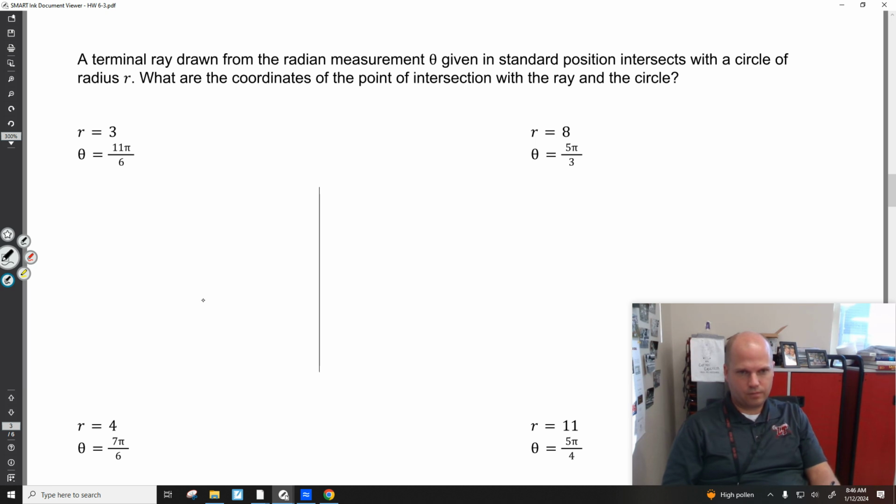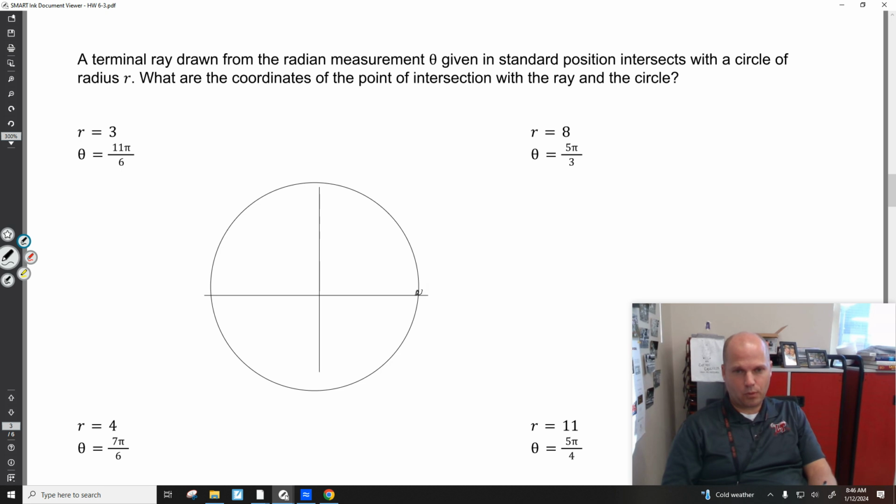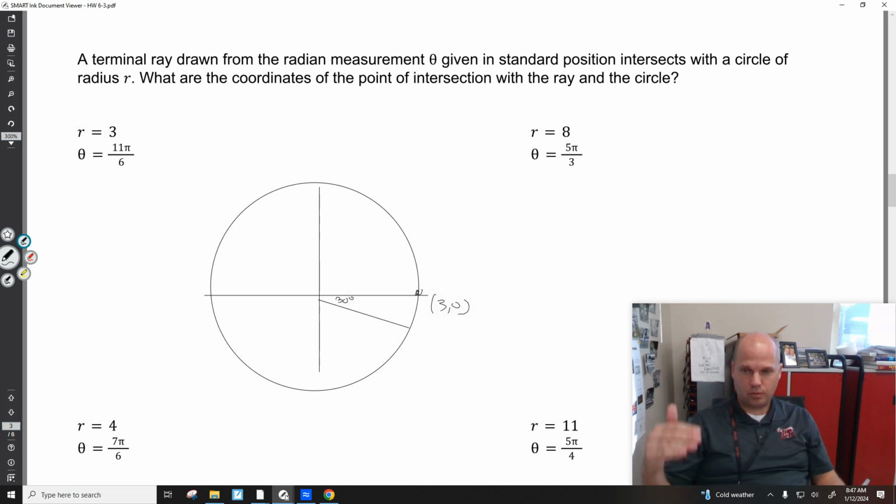I'll draw a picture for this. We have a circle of radius 3. So this is the point 3, 0. We have an angle measurement, a radian measurement, of 11 pi over 6. So again, for our unit circle, the arc length 11 pi over 6 goes around to 2 pi and subtracts pi over 6. So here is where 11 pi over 6 is. It's 30 degrees away from 2 pi: 2 pi minus pi over 6. The question is, what are the coordinates of this point?